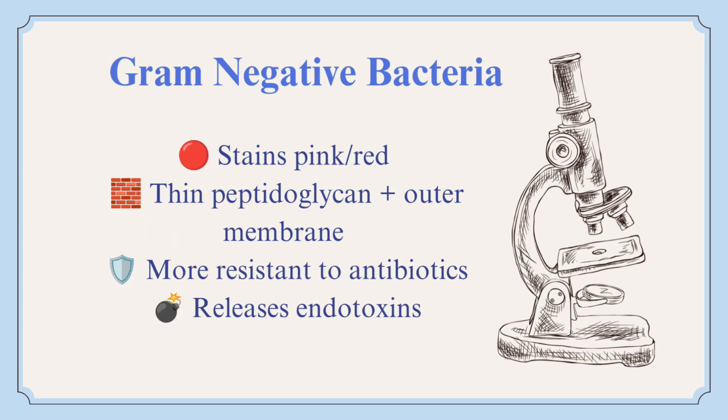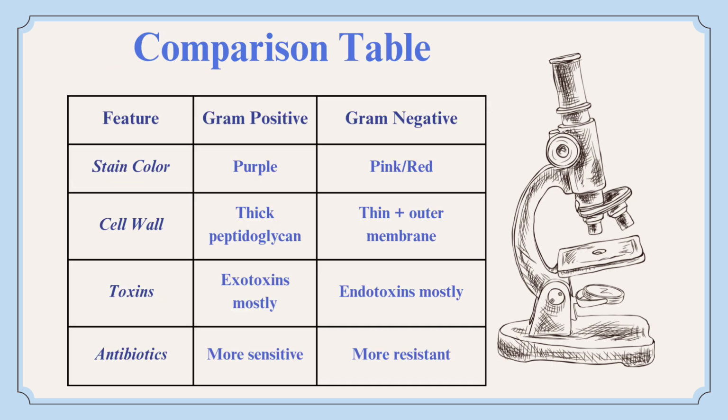Gram-negative bacteria don't hold the violet stain. They stain red or pink because of their thin cell wall and protective outer membrane, making them tougher to treat. This table shows the key differences you need to remember for exams and interviews.